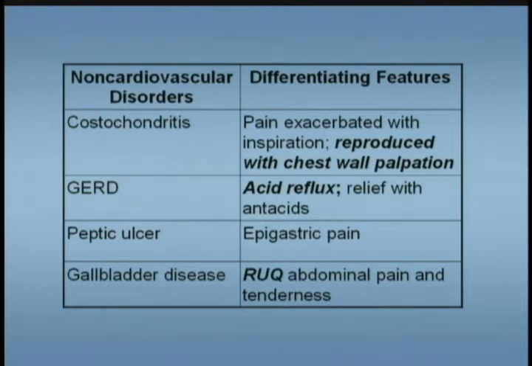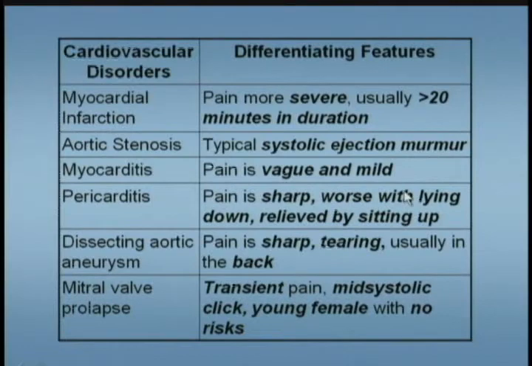Now, peptic ulcers have epigastric pain, but what is the most common cause of epigastric pain for every 100 people with epigastric pain? Not ulcers, not gastritis, not pancreatitis, not cancer. It's non-ulcer dyspepsia. The most common etiology of epigastric pain is, in fact, non-ulcer dyspepsia. Now, you can't tell a whole lot until you get some tests.